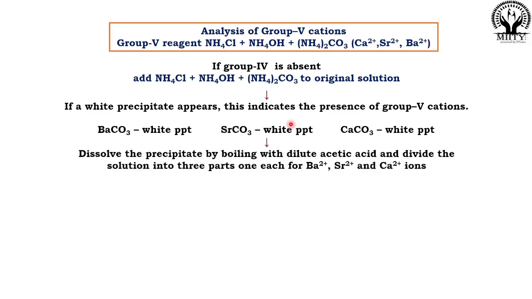Once the white precipitate is formed, add dilute acetic acid. These three precipitates are soluble in dilute acetic acid. Then divide the solution into three parts to confirm the presence of barium, strontium and calcium. First we have to identify barium, then strontium, and then calcium. It is an order we have to follow: first barium, next strontium, next calcium.